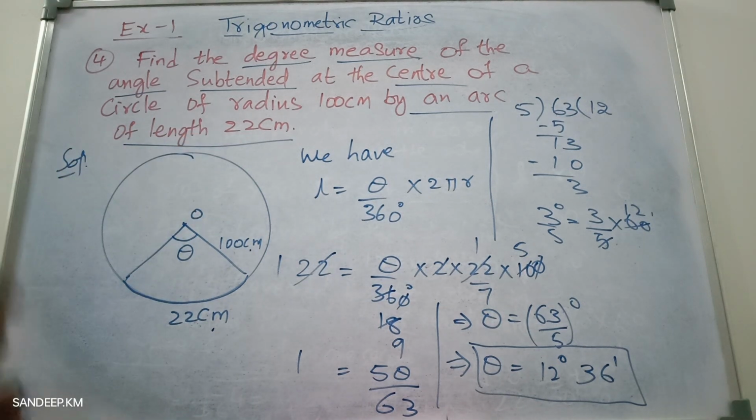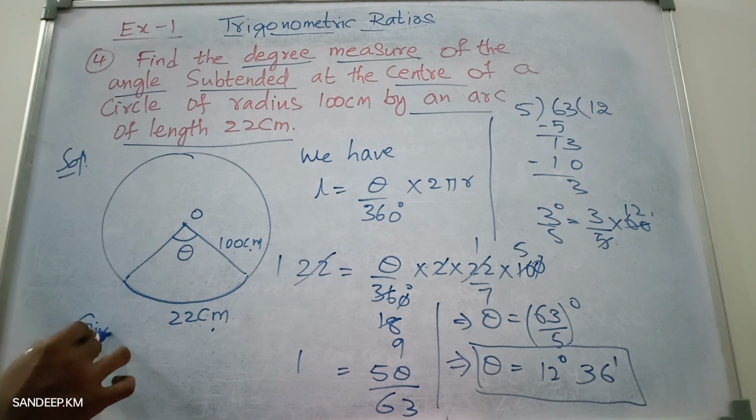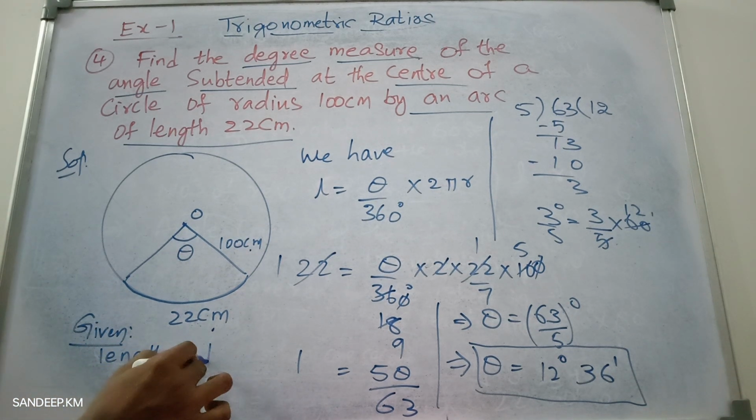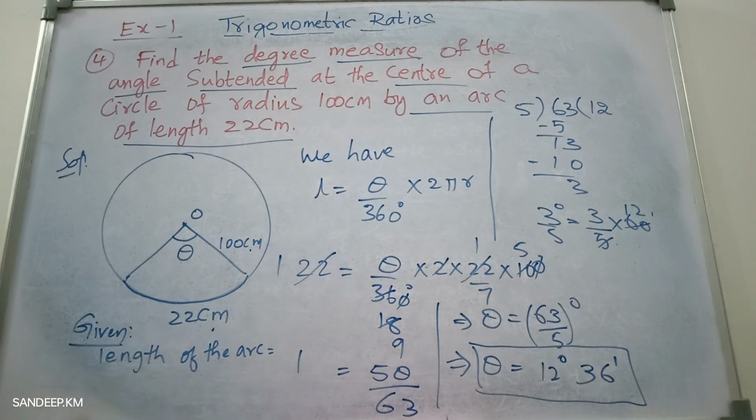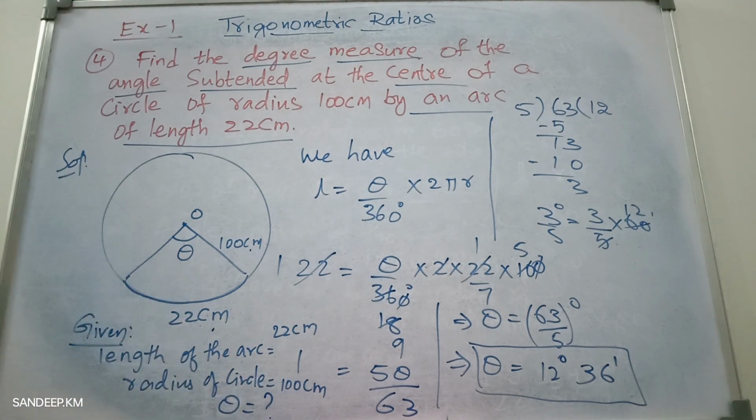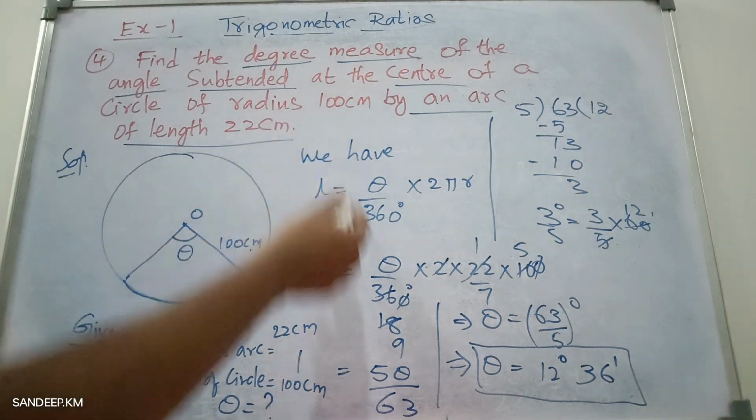What is given here? If you want to write given information here, given length of the arc is equal to 22 centimeters, and then radius of the circle is equal to 100 centimeters. And what do you want in this particular question? So angle subtended by the arc at the center of the circle, which is nothing but theta. Okay? So you write given information and what you want, then you start solving the question.